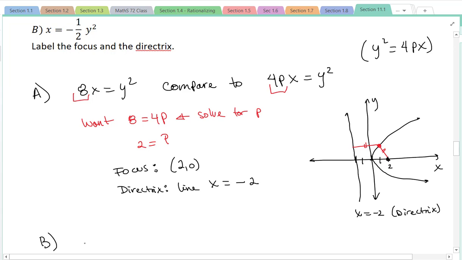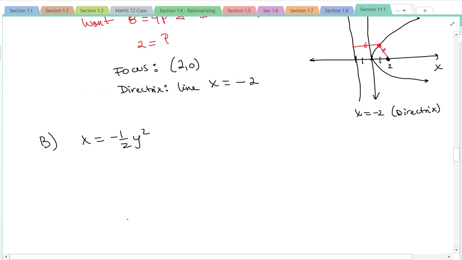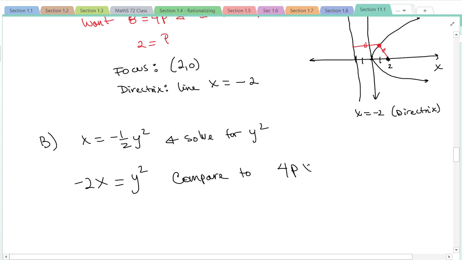B is x equals negative 1/2 y squared. So notice that the y squared is not by itself, so solve for the square term. So solve for, in this case, y squared. If it was x squared, I would be solving for the x squared. So multiply both sides by negative 2. So I'm going to have minus 2x equals y squared. Now that I have the y squared by itself, compare to the standard, which is 4px equals y squared.